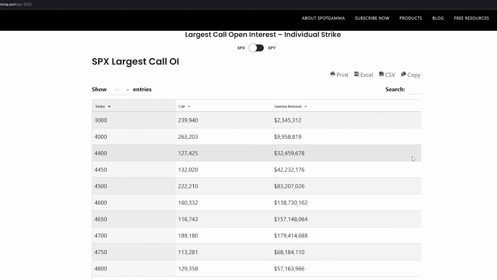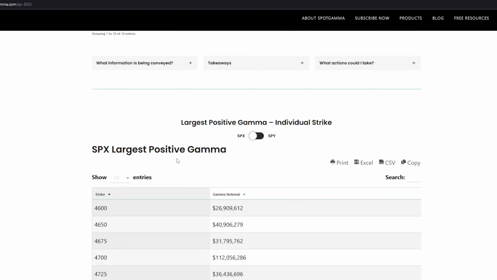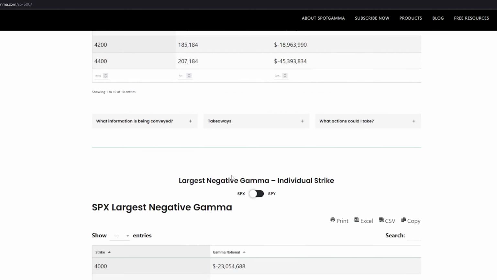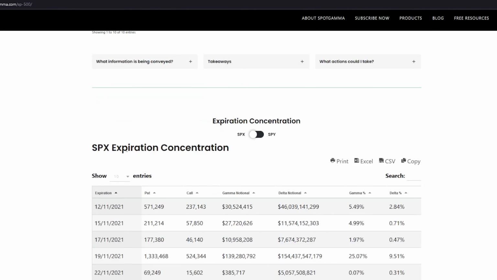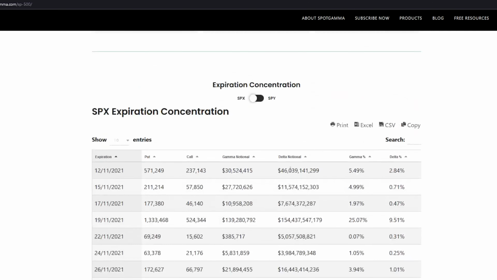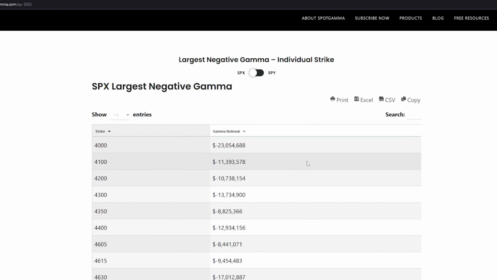And then last but not least, after that, we've got large open interests, which you can kind of come down here. You got SPX, you got positive gamma, all this open interest on several different categories: large put OI, negative gamma, expiration concentration, all this stuff on SPX and SPY. Just more data to start tying in to develop your overall thesis.